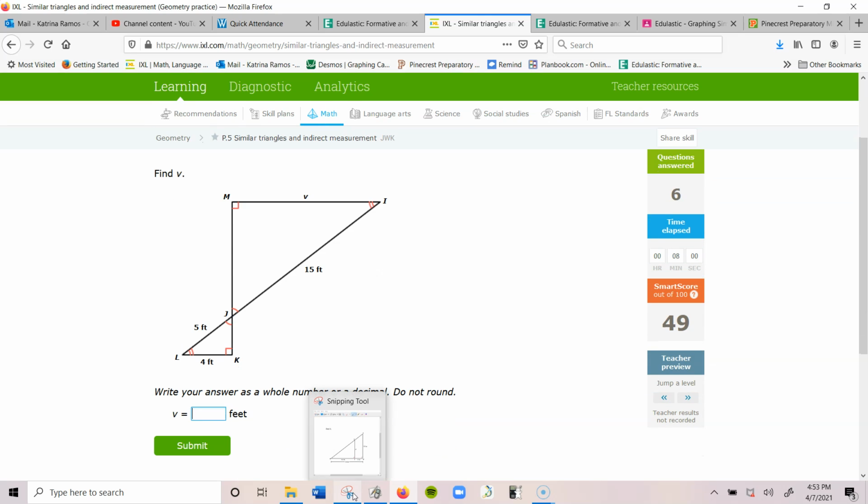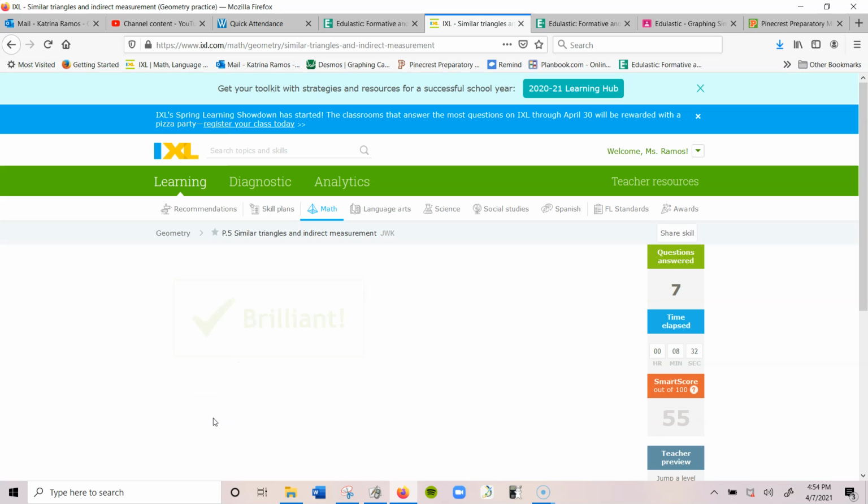Okay, this one we can do without. So here we're trying to find V. If you notice that V is corresponding to the 4 and 5 corresponds to the 15. Since we're going from 4 to V, which is small to big, I'm going to go small to big. 5 to 15, I would have to multiply by 3. So that means that to get V, we do 4 times 3, which is 12. So V is equal to 12.